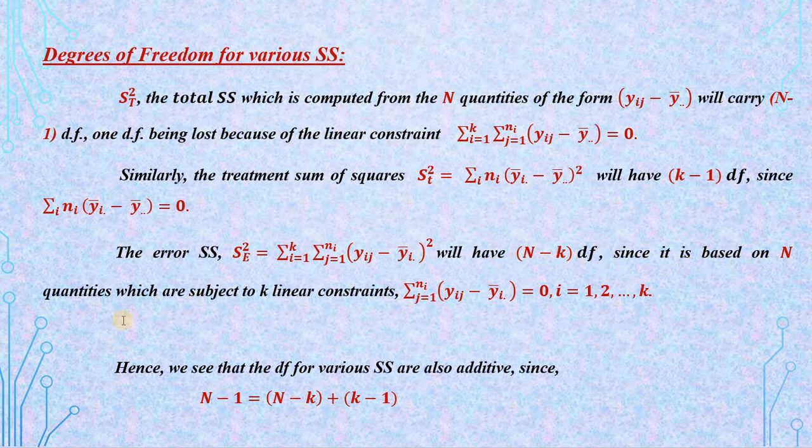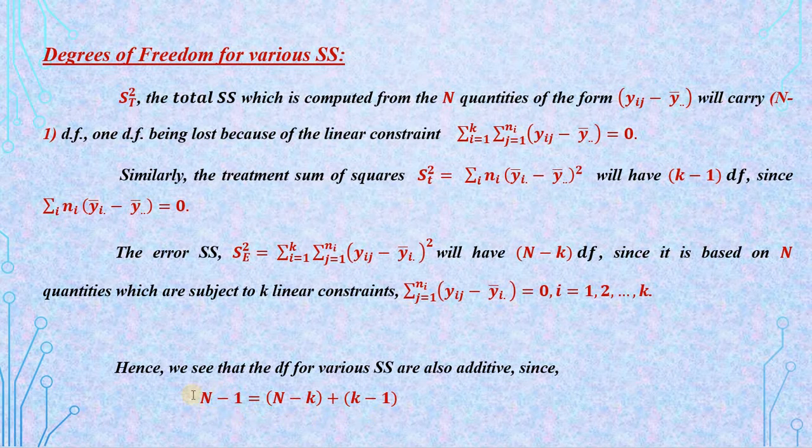it is based on capital N quantities which are subject to k linear constraints. They are summation j from 1 to n_i, (y_ij minus y_i dot bar) equal to 0. Thus, we have a constraint of this type where i takes the values 1 to k. Thus, we see that the degrees of freedom for various sums of squares are also additive. That is, n minus 1 is equal to n minus k plus k minus 1.